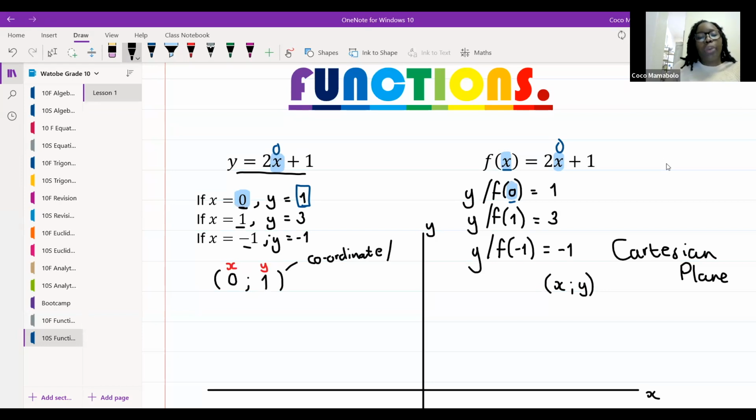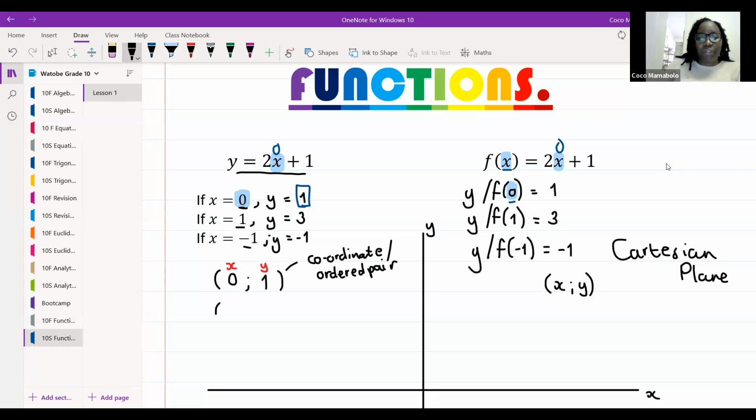Right? And this can be seen as a coordinate, or we also call it an ordered pair. I'm going to tell you now, your teachers are normally going to call it a coordinate. I think ordered pair is more of an American thing, but we normally call it a coordinate, 0, 1.